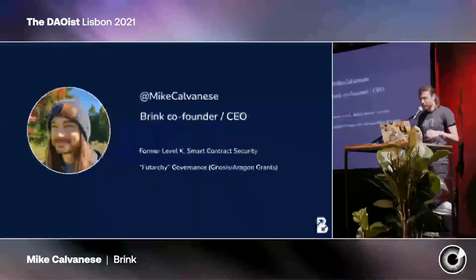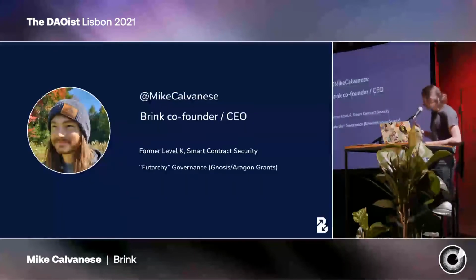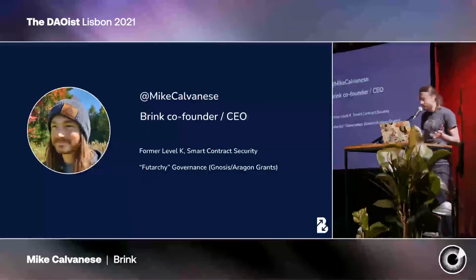So a little bit about me. Co-founder, CEO of Brink, formerly co-founder of Level K. We were a smart contract security auditing firm. I spent a lot of time working on futarchy governance through grants from Gnosis and Aragon. So my background's technical. I'm an engineer, built a lot of DAO-related things. Futarchy governance, kind of experimental governance model.